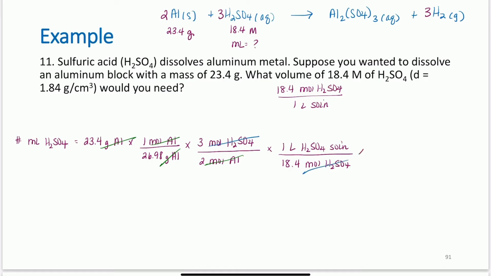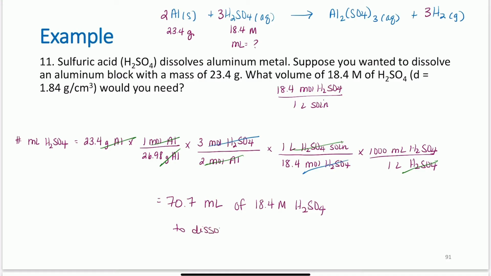Now I'm in liters of solution. I can easily convert to milliliters. 1,000 milliliters of sulfuric acid to 1 liter of sulfuric acid. The answer is 70.7 milliliters. But what does that mean? It means it would take 70.7 milliliters of an 18.4 molar solution of sulfuric acid to dissolve a 23.4 gram aluminum block.